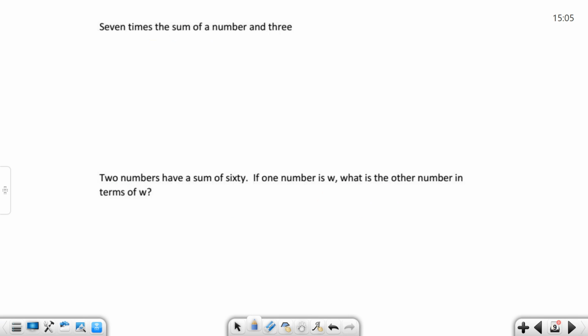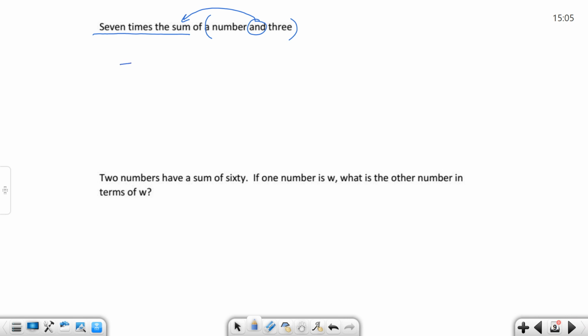So 7 times the sum. And then here's "and," that goes back to sum, right? So what? A number and 3, right? When it's a sum or difference or quotient or product, I'm going to put those parentheses around the words just to remind me, hey, that's a group of things that goes together, right? And that word "and" refers back to the operation.